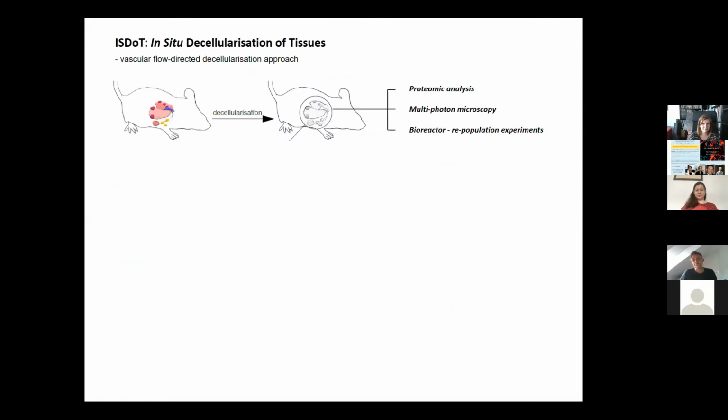So this data was published a few years ago, and the technology we developed, we called it ISTOT, for in situ decellularization of tissue. And pretty much what happens is that you take any organ of your liking and you decellularize it by removing all cells, and you have empty organs full of extracellular matrix proteins that you can use for proteomic analysis, multiphoton microscopy, and even later on as a bioreactor where you repopulate these organs.